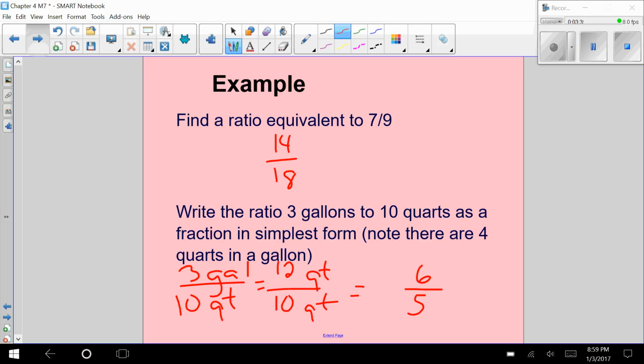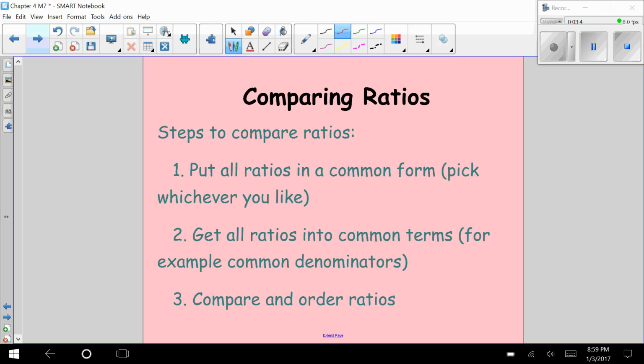Now for comparing ratios. To compare ratios, we want to put all ratios in a common form. You get to pick whichever you'd like. So if you want to do like 3 to 5, 3 colon 5, or 3 over 5. I personally like to use fractions. Step 2 is to get all ratios into common terms. So for example, if we use fractions, we would put them all into common denominators. And then step 3, we can compare and order the ratios.